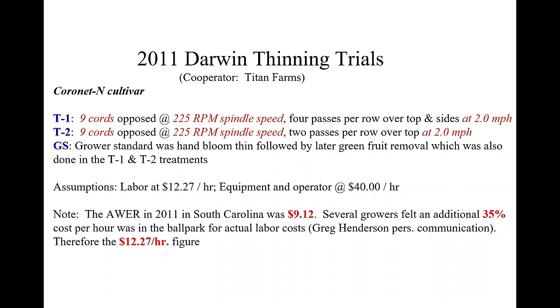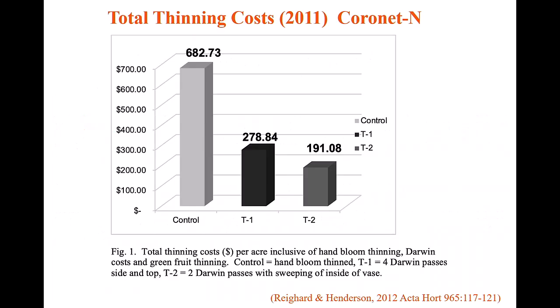But at that, this was back in 2011. The average wage was $9.12. We talked to a number of growers, and Greg Henderson knew some and saw their cost, and they said an additional 35% on top of that wage is what their real cost of labor was. And so we used a figure of $12.27 per hour for thinning.